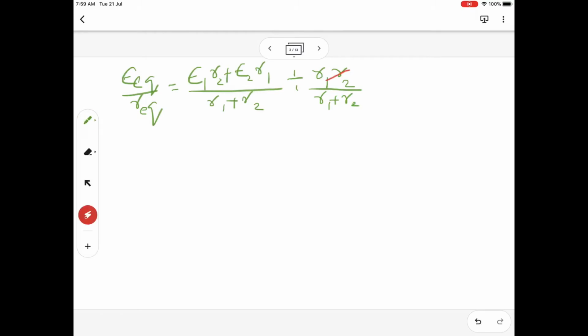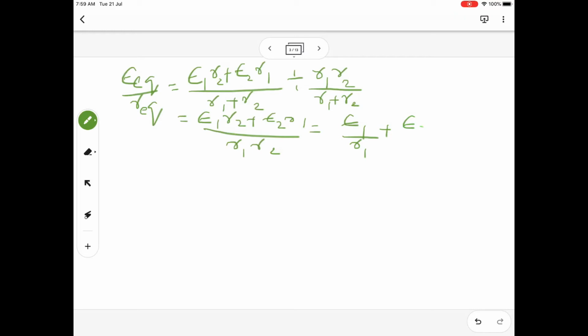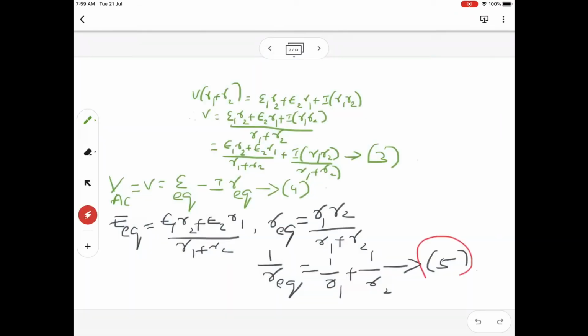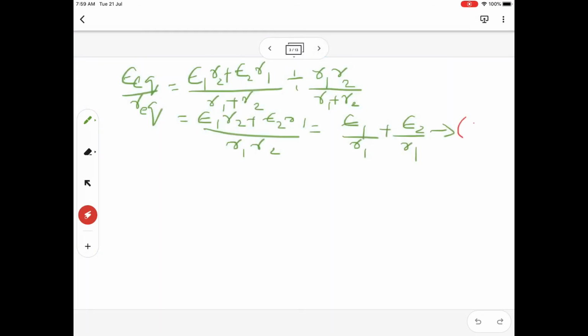So we can understand R1 plus R2 will be cancelled. Remaining will be E1 R2 plus E2 R1 divided by R1 R2. When you split the terms on the right side, it comes to be E1 by R1 plus E2 by R2. This is number 6. So E equivalent by R equivalent is E1 by R1 plus E2 by R2.